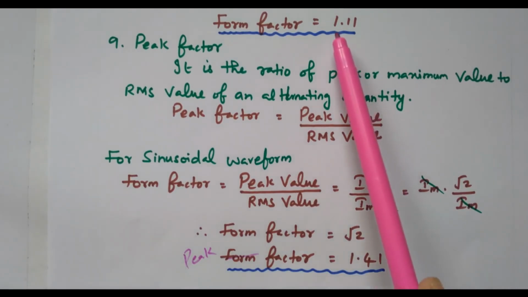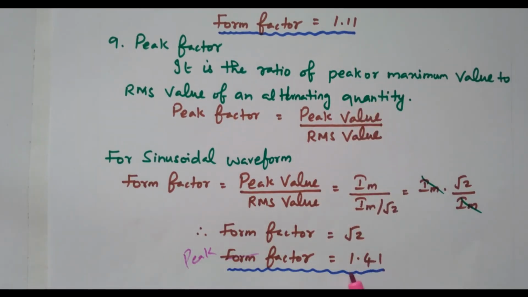The form factor is 1.11. The peak factor is 1.41. So in this video we discussed the AC terminology, starting from waveform, cycle, time period, everything. Then we discussed the average value and RMS value. Then two different factors, form factor and peak factor. Thank you.